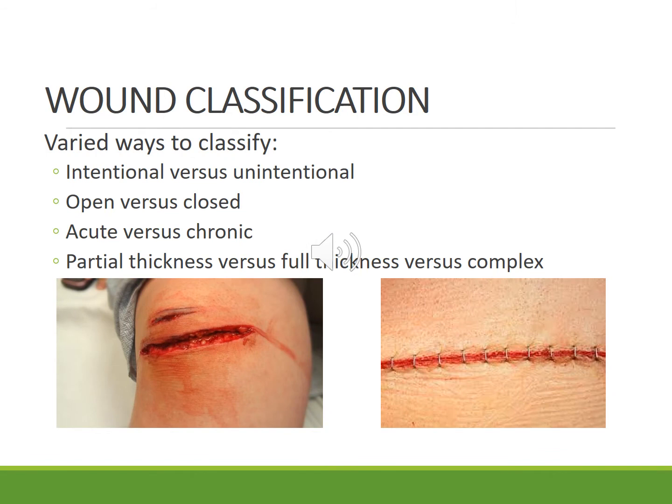So when we think about wounds, we have various ways we can classify wounds. Some of these include intentional versus unintentional, open versus closed, acute versus chronic wound. And when we get into pressure ulcers, we can start to talk about partial thickness versus full thickness versus a very complex wound. So there's multiple ways. In the next few slides, we're going to talk about this. As you can tell, there's a lot of terminology within this chapter as well. So as we go through these slides, just be aware of the definition of an open wound versus a closed wound; that is something we would want you to take notes on.